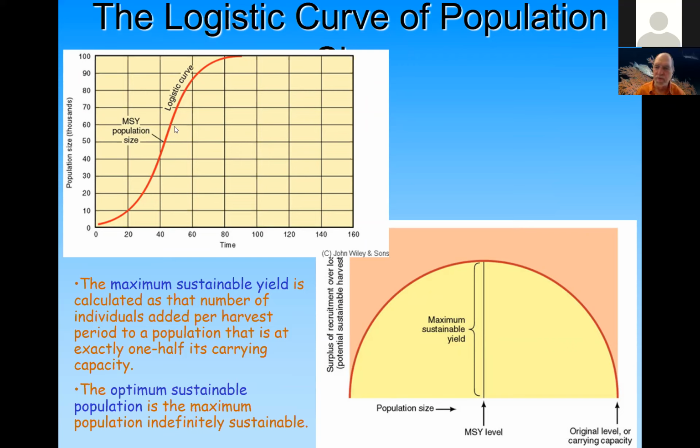The excess production is the growth of the population that's trying to return, or would have the result of returning, the population to its carrying capacity. And that excess could be extracted essentially on a long-term basis. So this is saying that the MSY level is equal to 1/2 of the population size. And so the surplus recruitment over time, this is the potential harvest, is going to come if we reduce the fish population to 1/2 of its carrying capacity size.